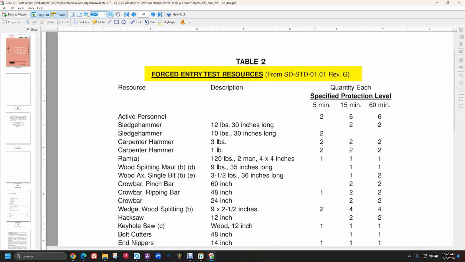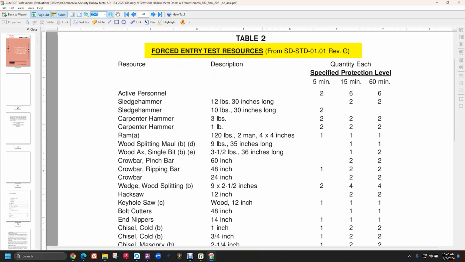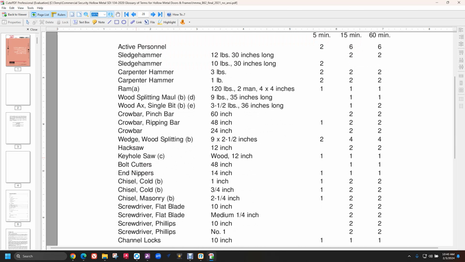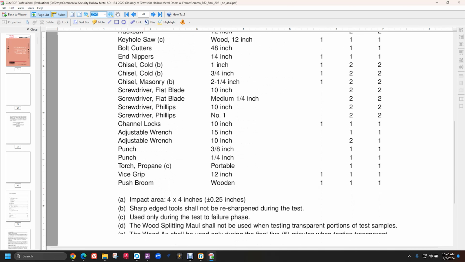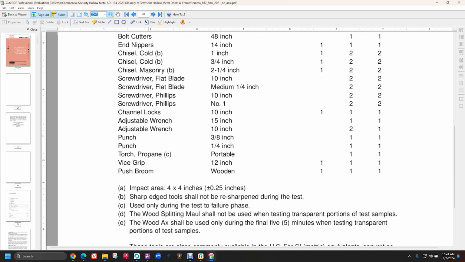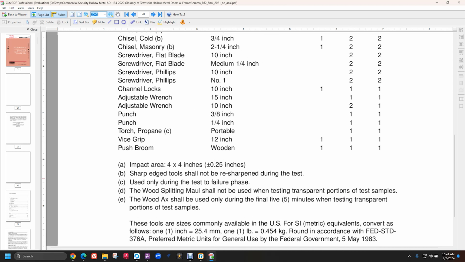Two active personnel for 5 minutes. Can it withstand for 5 minutes a sledgehammer that's 10 pounds and 30 inches long? By 2 people. My goodness. A carpenter hammer, a ram, a crowbar, a keyhole saw, screwdrivers, channel locks, punch, push broom, impact area 4x4, sharp edge tools shall not be resharpened during the test, used only during the test to failure phase. The wood splitting maul shall not be used.